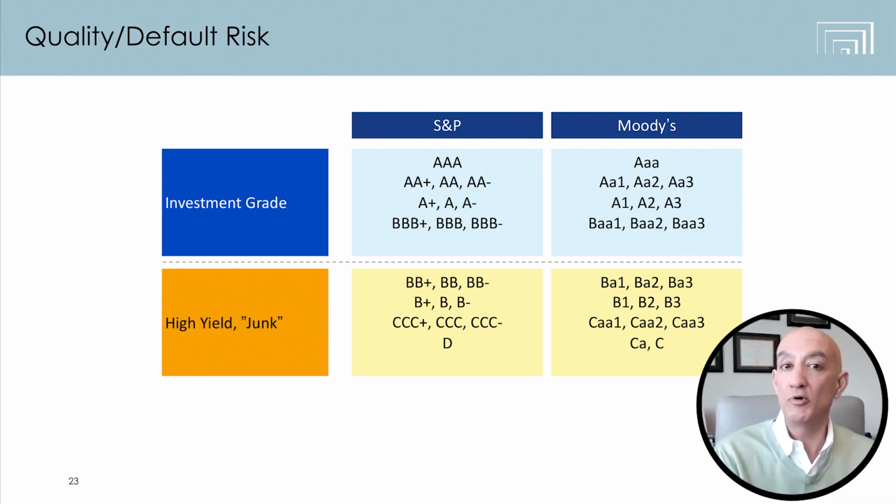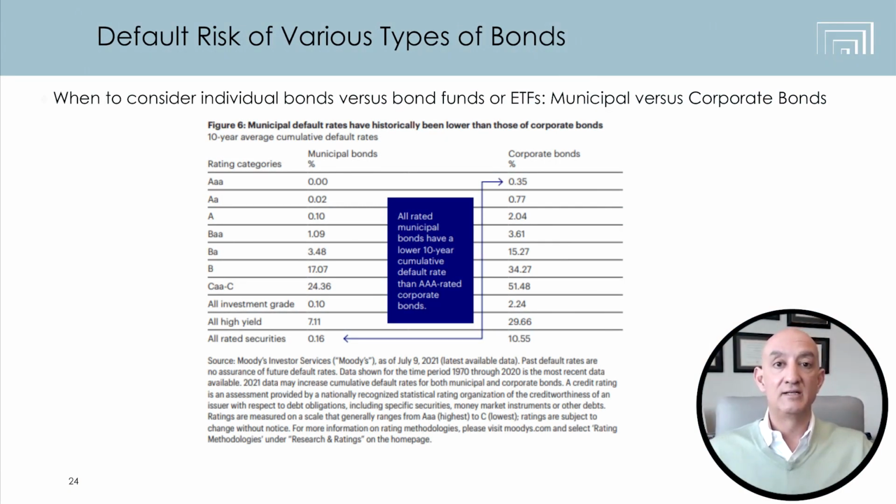But if you're buying super high quality bonds, government bonds, high quality municipal bonds, CDs, and so forth, generally you're probably better off buying those individually because there's such a low risk of default that you don't need to be paying anything out in terms of an ETF or mutual fund fees. So to that end, we want to talk about observations in investment grade municipal bonds versus corporate bonds and the default rates. So 10-year average cumulative default rates, corporate bonds in these different categories.